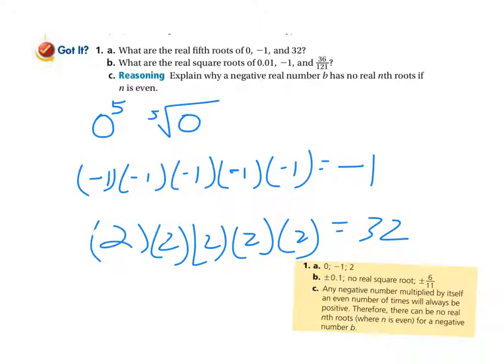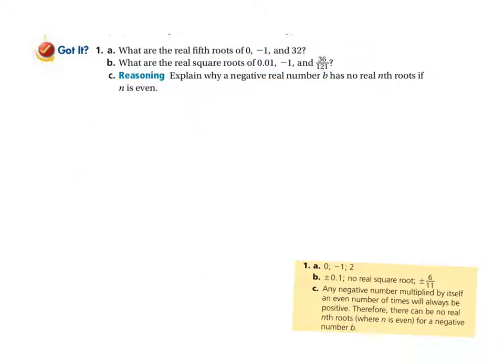Oh, I'm sorry, that's the next one. What are the real square roots, where they're not fifth roots? I thought that was one of the fifth roots here. Let me make some room. Alrighty. So B here, what are the real square roots? Square roots. So when we think about decimals, let's take a look at 0.01 here.